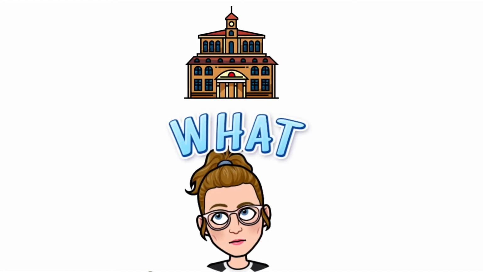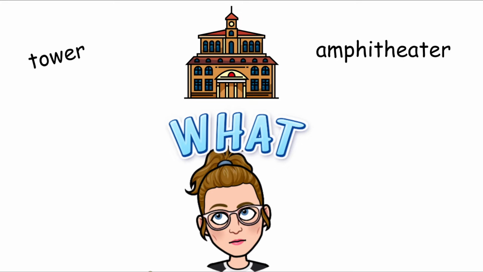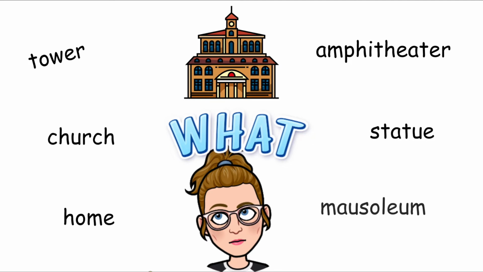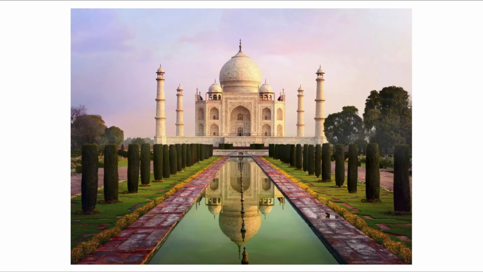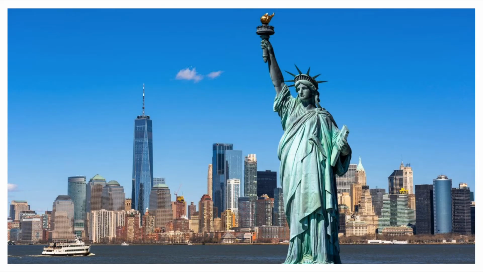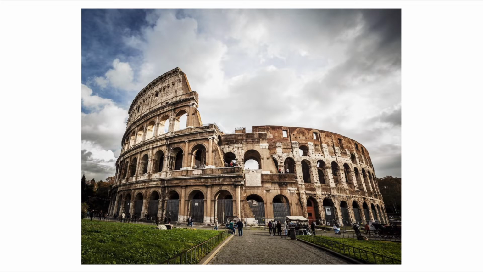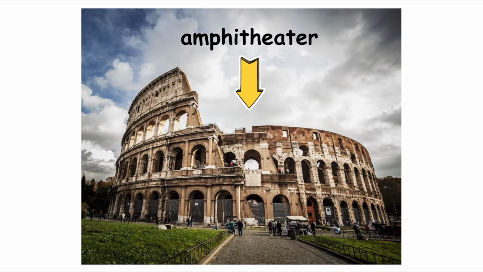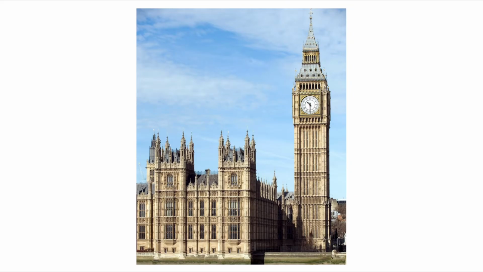What? So what is it? Is the landmark a tower, an amphitheater, a church, a statue, a home, a mausoleum? Okay, these are all some fancy words. You don't need to worry too much about it, but for example here, the Taj Mahal is a mausoleum. The Statue of Liberty is, of course, a statue. The Colosseum is an amphitheater. And Big Ben is a clock tower.